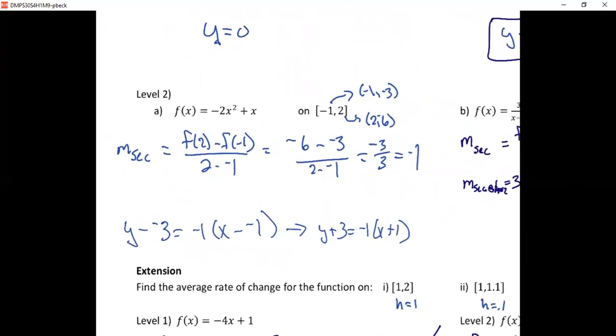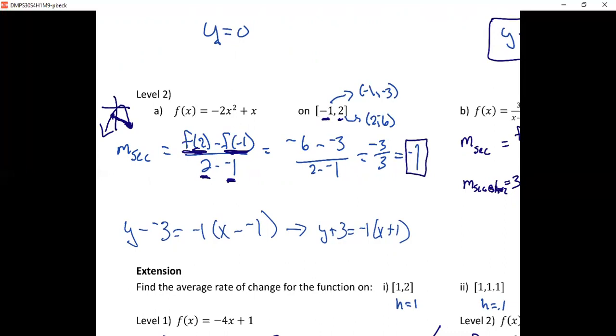For this problem, -2x squared plus x, I like to draw this situation out a little bit. So this is what the graph generally looks like. And then this is the interval from the x value of -1 to the x value of 2. So from this point, what is my average slope? f of b minus f of a over b minus a. Do the math, and we get -1.